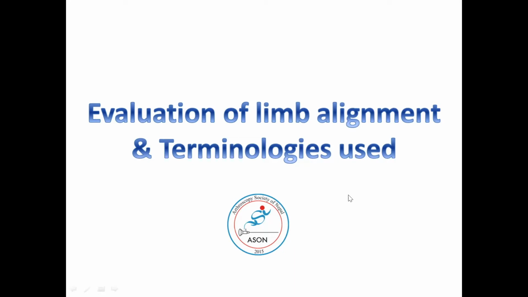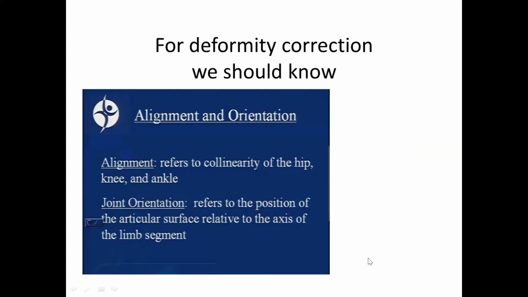Now, in this headline, I would like to add one more terminology. It is not just evaluation of the alignment, it is evaluation of the limb alignment. We have to add one more terminology, like limb. The joint orientation is also important in this headline. So I'll go further with that.